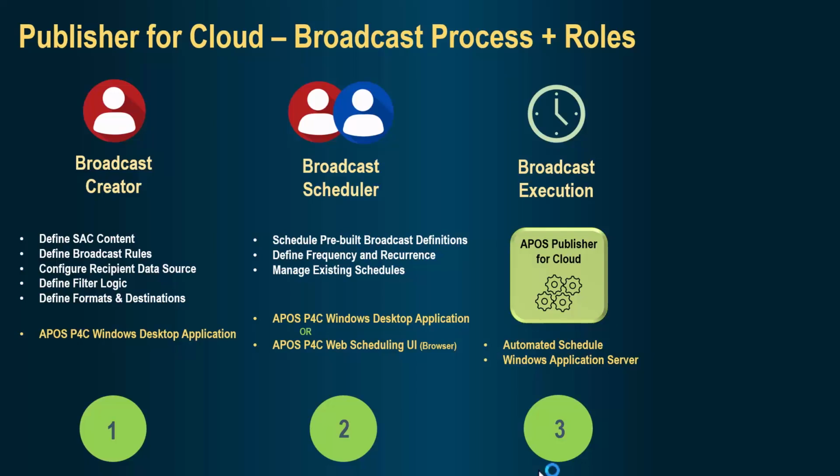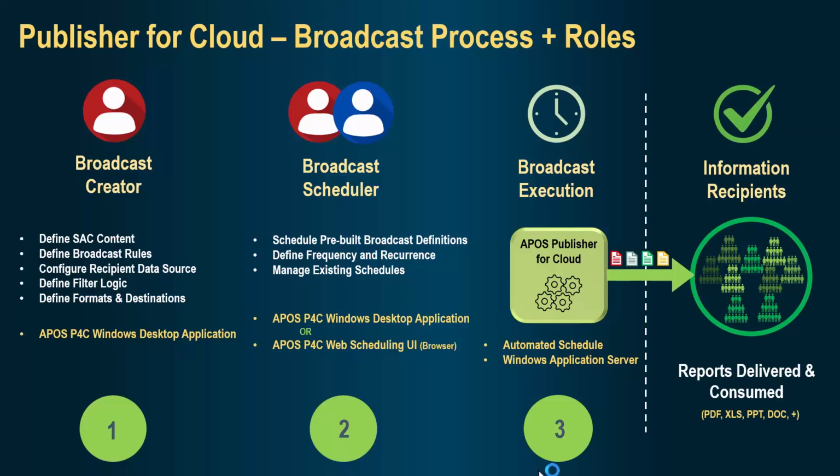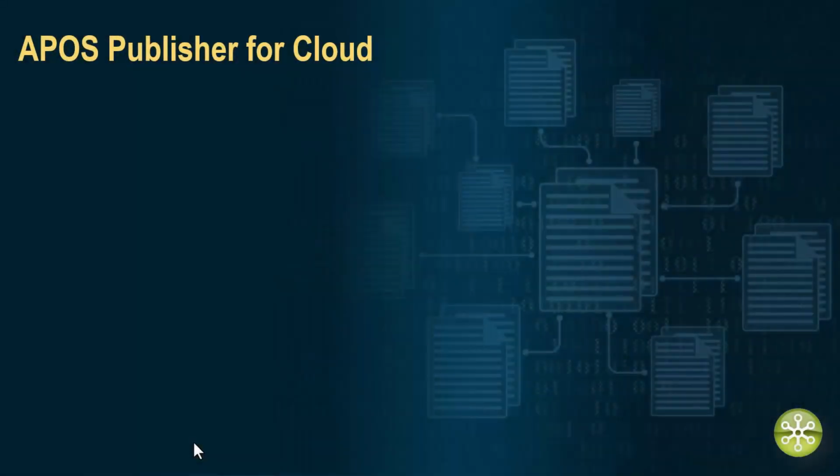Once the schedules have been submitted, then the APOS Publisher for Cloud server is responsible for the execution of the broadcasting definitions. This all happens automatically, handled on the Windows application server. And then finally, once the broadcast executions have happened, the information recipients will receive the reports in their desired format with their tailored data in the destinations that they require. Let's get into a demonstration and let's navigate through the web UI and what it looks like.